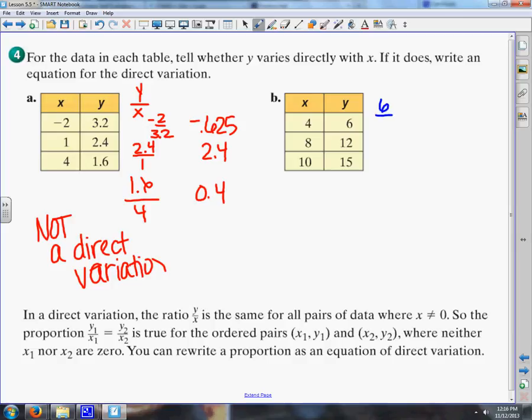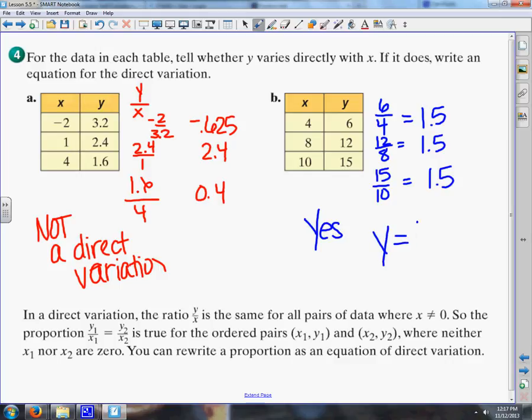This one, I'm going to do 6 over 4, y over x. 6 divided by 4 is 1.5. And then I'm going to do 12 divided by 8, which is 1.5. And then 15 divided by 10, which is 1.5. Yes, this is a direct variation, and my equation is y equals 1.5x. In a direct variation, the ratio y to x is the same for all the pairs of data. So the proportion y1 over x1 equals y2 over x2 is true for all the ordered pairs, where neither x1 nor x2 can be 0. You can rewrite a proportion as an equation for a direct variation also.